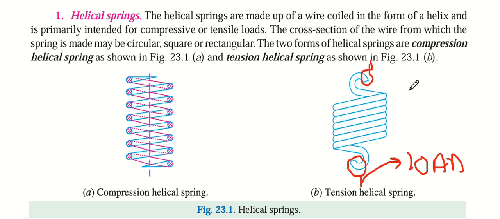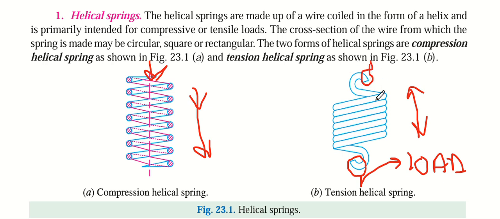The spring would enlarge, and there would be spatial distance between the helical spring rings. This is a tension helical spring, but here it is a compression helical spring. Load will be acting from the upward, so it would compress. Okay, this is the case of compression helical spring. Okay, so this is a tension helical spring. It would enlarge because we are applying load.